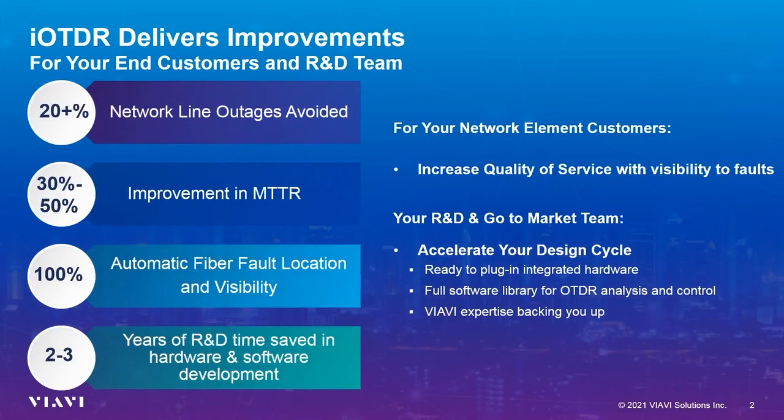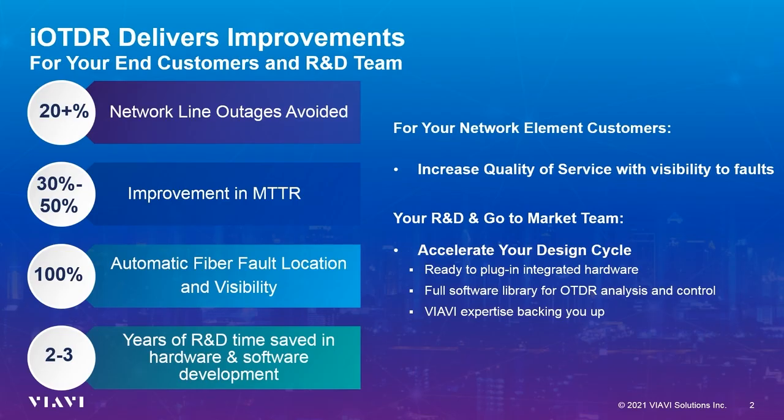The whole thing is about delivering increased quality of service with visibility of faults across the network. So for your end customers, they can avoid 20% of outages. That's because as the network degrades or someone jiggles a connector and we see optical loss increasing, we can avoid those network outages and restore the network before any kind of outage actually happens.